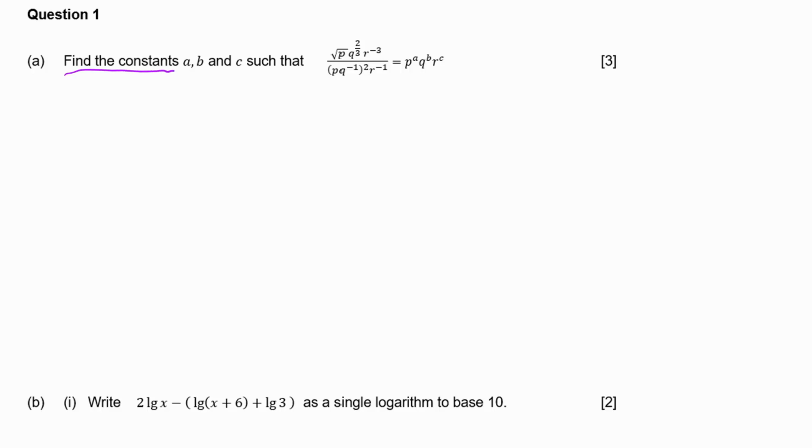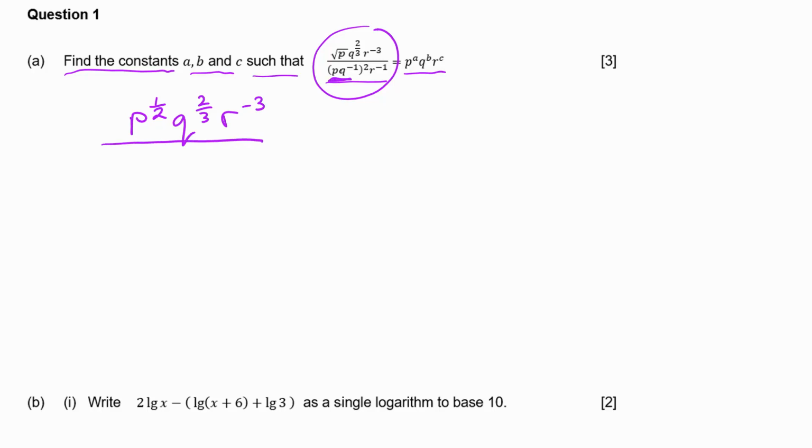Find the constants a, b, and c such that this expression is p to the a times q to the b times r to the power c. So let's look at this. It starts off with root p, which of course is p to the power of a half. Then we have q to the power 2/3 and r to the -3.